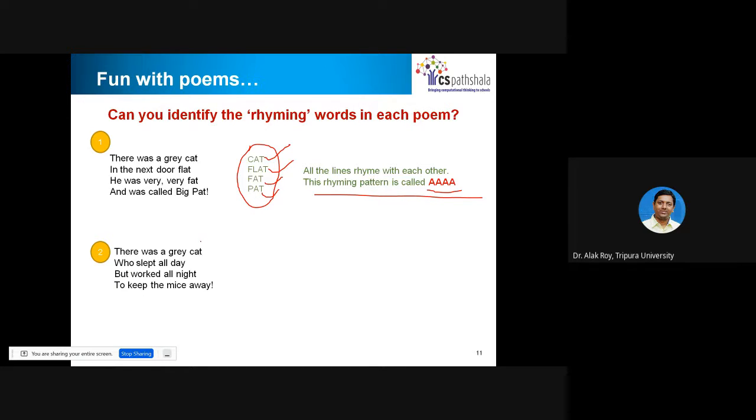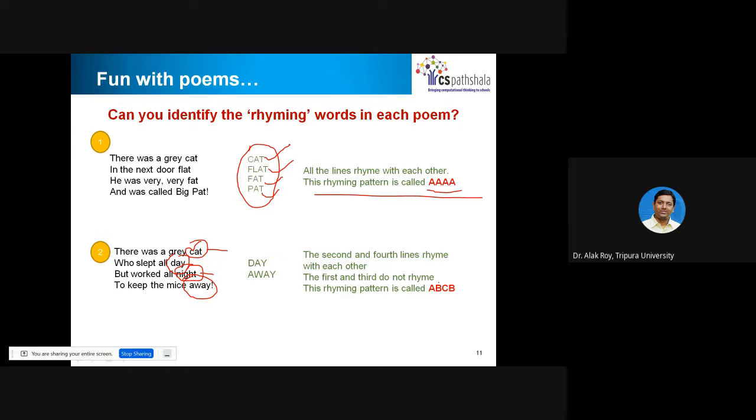Similarly, here in the second paragraph: cat, day, night, away. There is a pattern matching between day and away. Okay, so there is no pattern matching between cat and night.